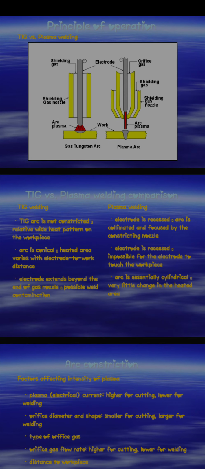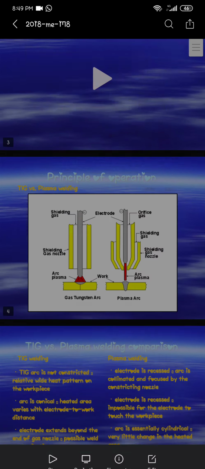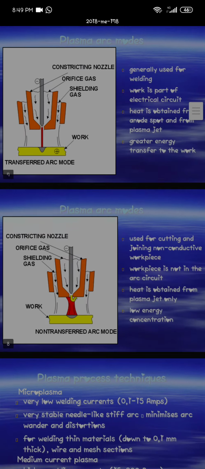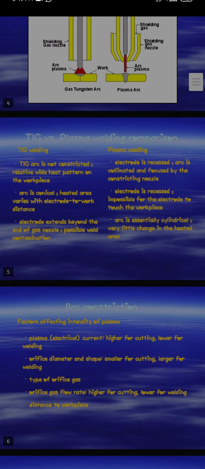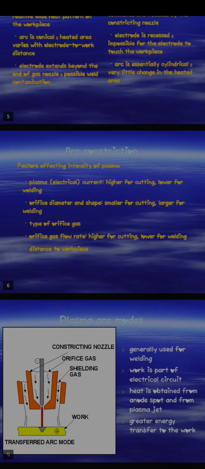TIG versus plasma welding comparison. The comparison between TIG welding and plasma welding is shown in this slide. The TIG arc is not constricted and produces a relatively wide heat pattern in the workpiece. In plasma welding, the electrode is recessed and the arc is constricted, essentially cylindrical, with very little change in the heated area.